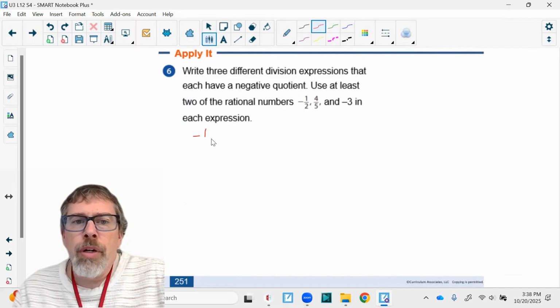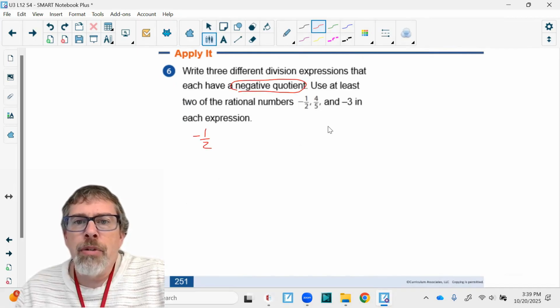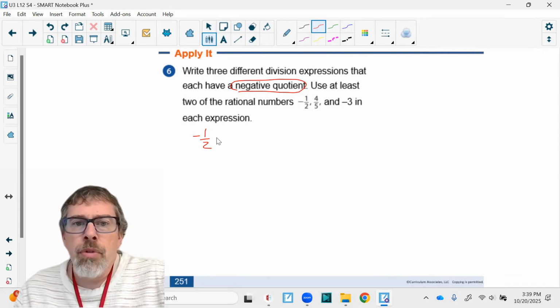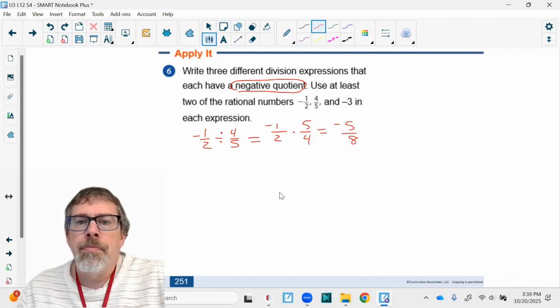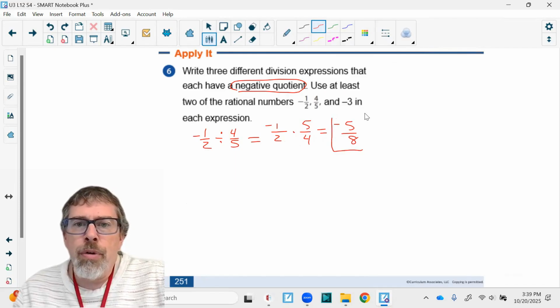I could use -1/2. It needs to be a negative quotient, so now I have to deal with a positive. Division. So I'm going to divide by 4/5. Okay, that's going to be -1/2 times 5/4, which is -5/8. Okay. So there's a negative quotient using at least two of these.